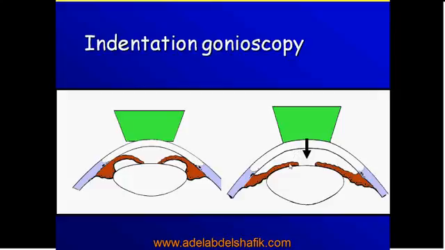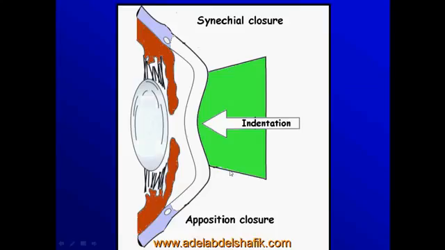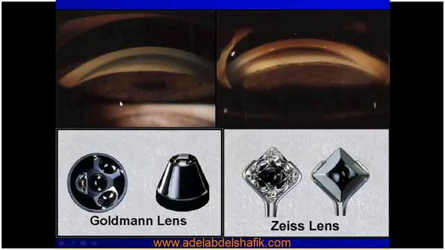This is important if we get an angle that looks closed, and we want to know if this is actual adhesions between the iris and the cornea or just mere apposition. In the case of apposition, on indentation the angle will open. On the other hand, in synechial closure everything will still be closed. This is the differential diagnosis between synechial and appositional closure of the angle with indentation.